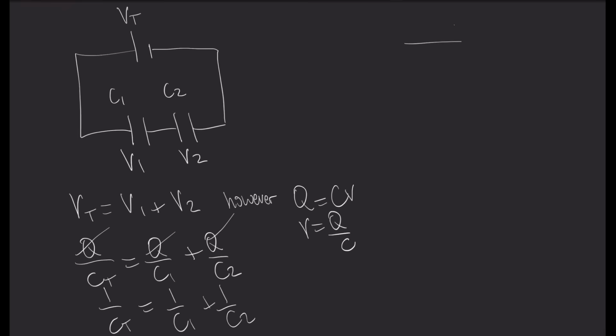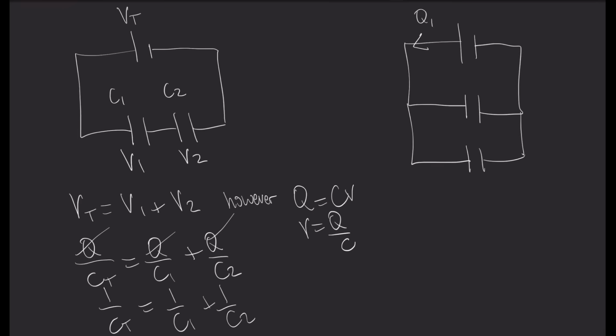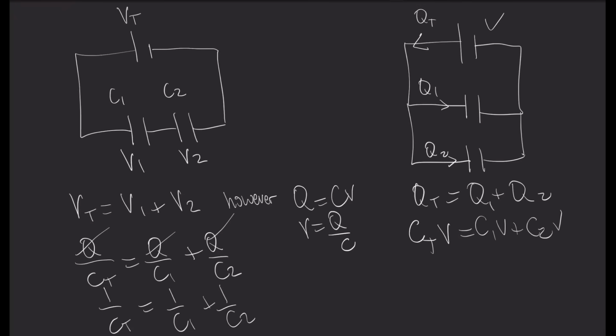Now, if we have capacitors in parallel, well, then it will be pretty similar. However, it will be the charge that is actually shared. So if we have some charge Q total, Q1 and Q2 across here, then Q total will be Q1 plus Q2, but Q is equal to CV, so therefore we're going to have C total V is equal to C1 V plus C2 V, but the voltage is the same across all those branches. So C total is C1 plus C2.